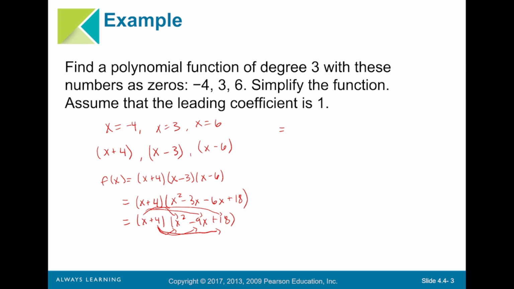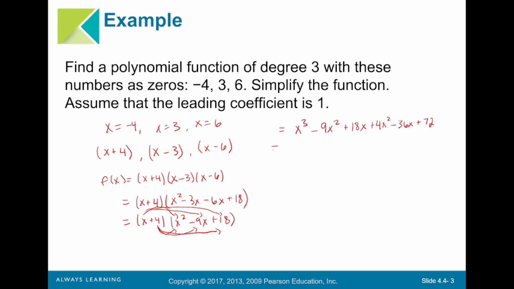We have x times x squared, which is x cubed. Then we do x times a minus 9x, which is minus 9x squared. And then we do x times 18, plus 18x. Now we're going to distribute the 4, so we have a plus 4x squared. Now 4 times a minus 9x, minus 36x. Now 4 times 18, which I believe would be 72.